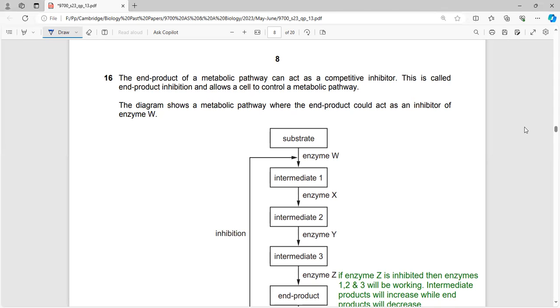So if this end product works as an inhibitor of enzyme number 1, all this series of enzyme action will stop. For example, if enzyme number 1 is here, W, then the product of enzyme W will be the substrate for enzyme X. And the product of enzyme X is a substrate for enzyme Y. And in this way, this series will continue.